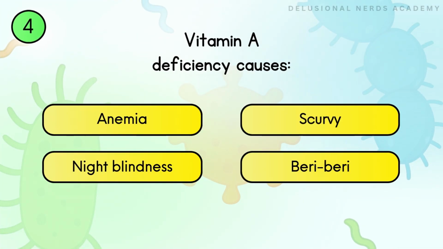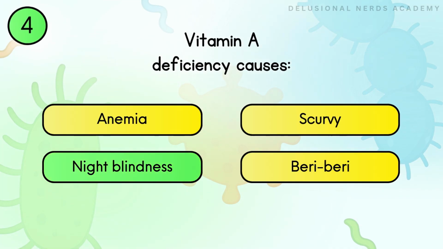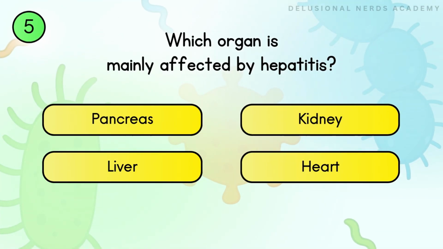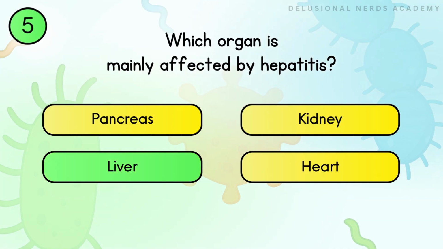Vitamin A deficiency causes night blindness. Vitamin A deficiency can cause night blindness. Which organ is mainly affected by hepatitis? Hepatitis is an infection of the liver.